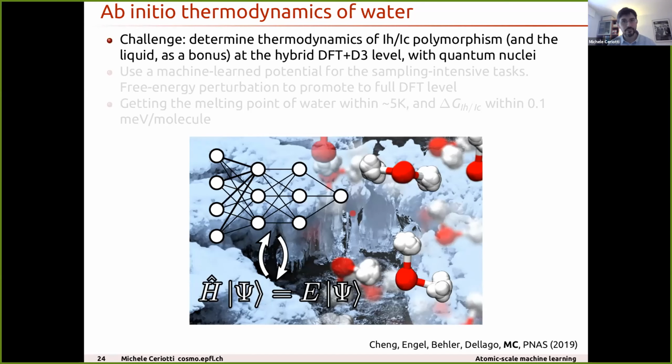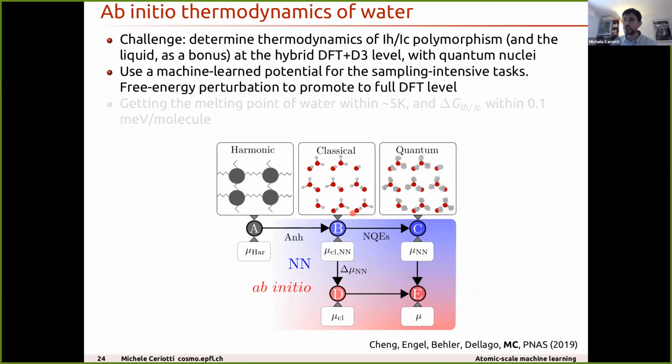Water is a very important system, but also a very challenging system. And one of the reasons why water is so challenging for modeling is the fact that it contains a lot of hydrogen, and hydrogen nuclei behave as quantum particles. So not only do you need to treat the electrons in water quantum mechanically, but also the nuclei, which basically increases the cost of a simulation of water by a factor of at least 30.